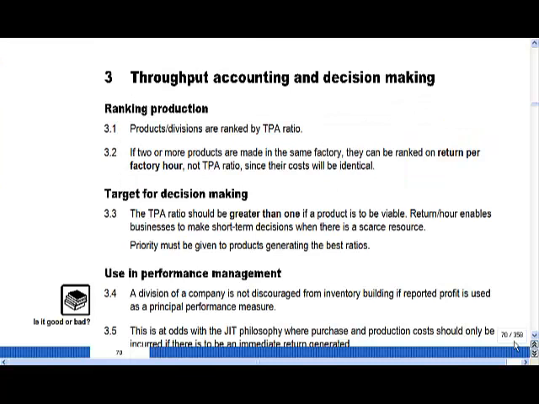So throughput accounting and decision making then, basically we will rank our products or our divisions by the throughput accounting ratio. The higher the ratio, the better for the business.